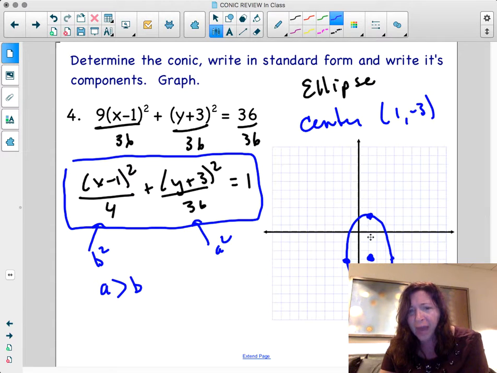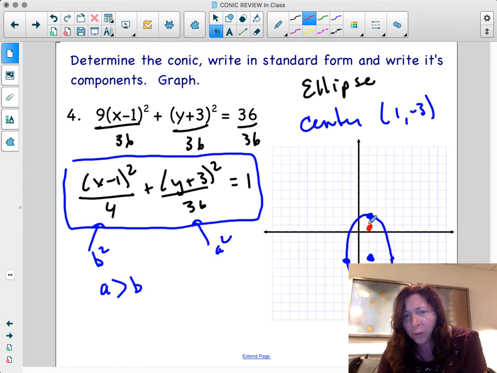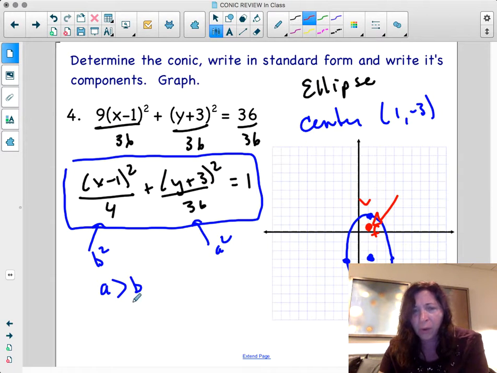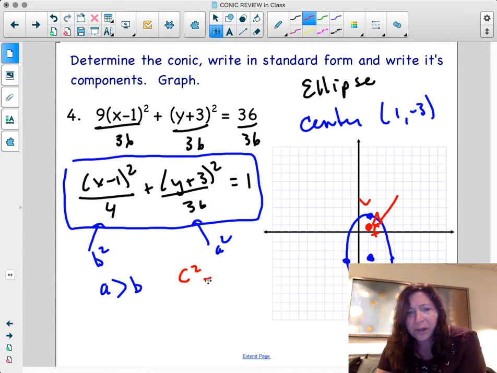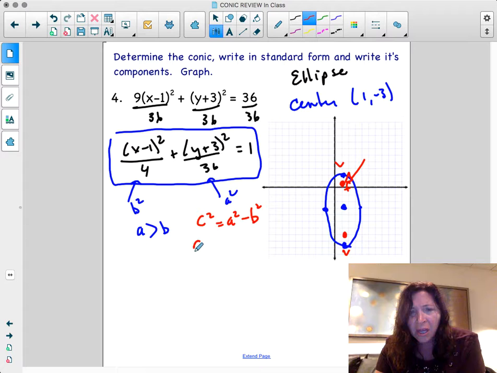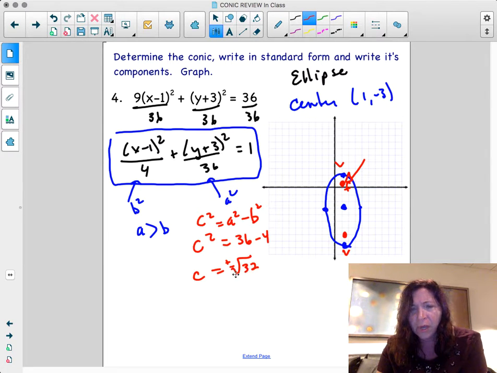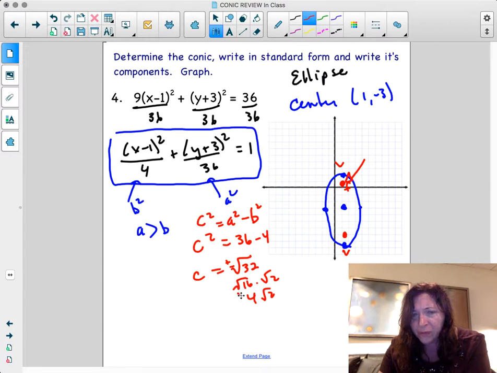It means that my major axis is now along my y-axis. That also means that my focal points will be on my y-axis. So let's figure out exactly where those are going to be. We know where our vertices are. Vertices are here and here. This value here being my focal points. C squared is equal to a squared minus b squared. That's how I find my focal points for an ellipse. So c squared is going to be equal to 36 minus 4. So c equals plus or minus the square root of 32, which is the square root of 16 times the square root of 2, or 4 root 2, plus or minus.